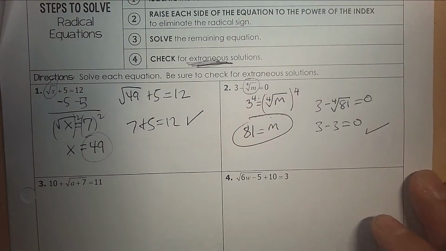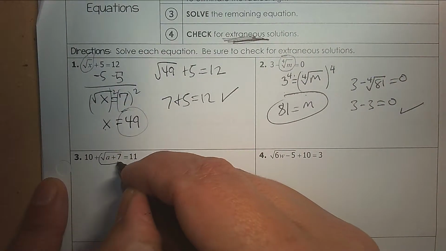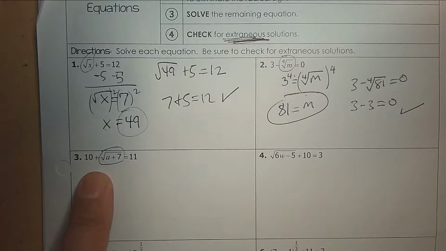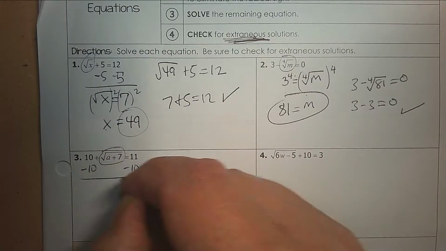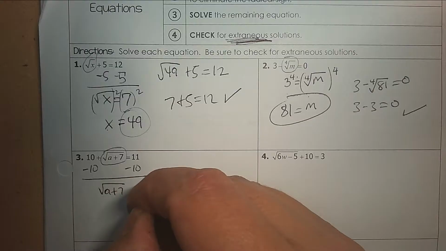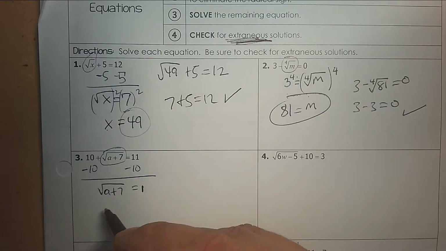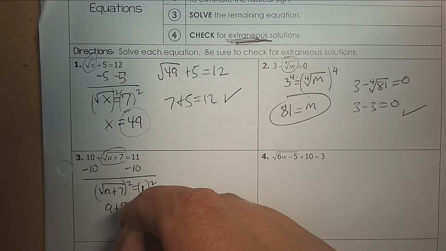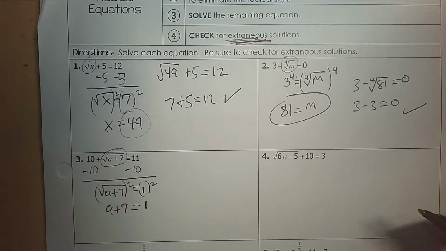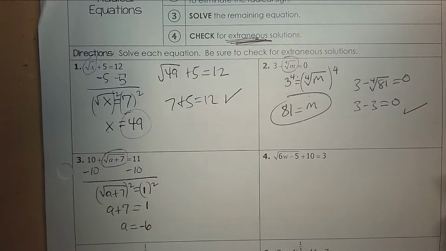Number 3. I want you to recognize the radical part. And recognize what's outside of the radical part that I can undo to solve it. So the inverse of adding 10 is subtract 10. So we have the square root of a plus 7 is equal to 1. How do I undo a square root? Is to square both sides. So that's a plus 7 is equal to 1. And then subtract 7. And the answer is negative 6.